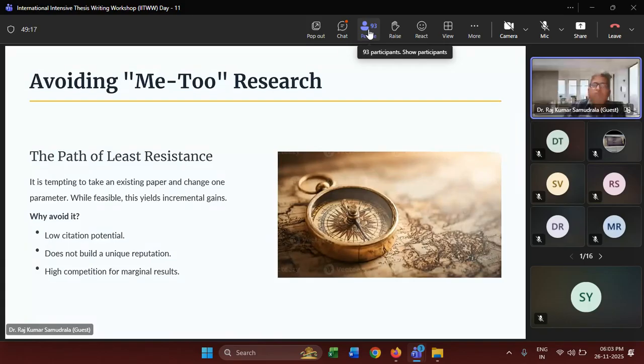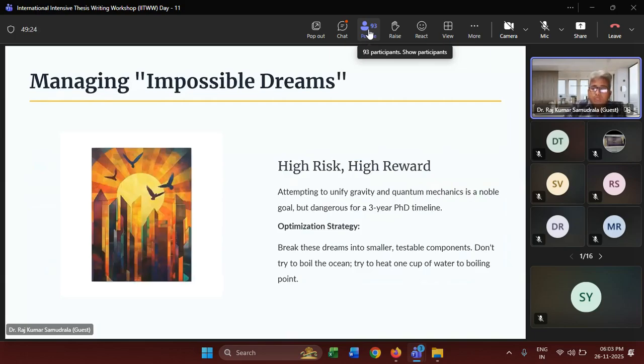Then what do we have to take? Impossible dreams. Managing impossible dreams. High risk, high reward. Attempting to unify gravity and quantum mechanics is a noble goal, but dangerous for a 3-year PhD timeline. Can we complete these tasks within 3 years? A PhD has a timeline. Within 3 to 4 years, it must be completed. Otherwise, we lose our motivation.